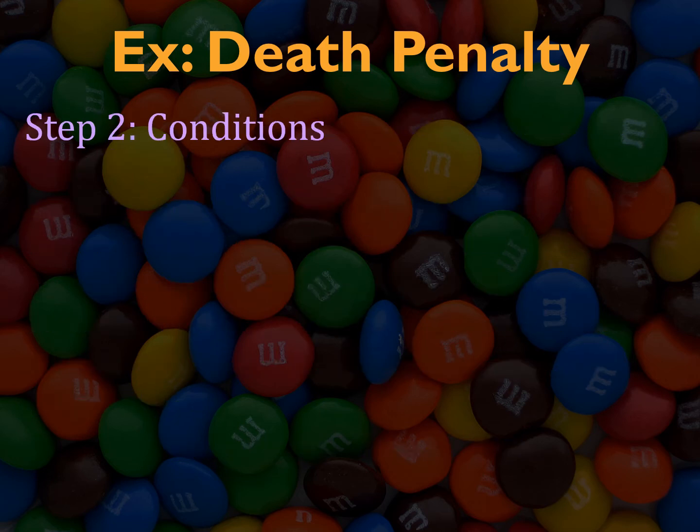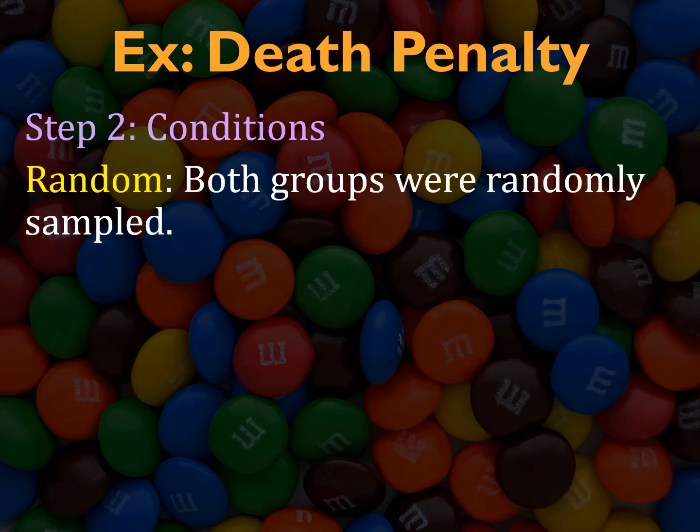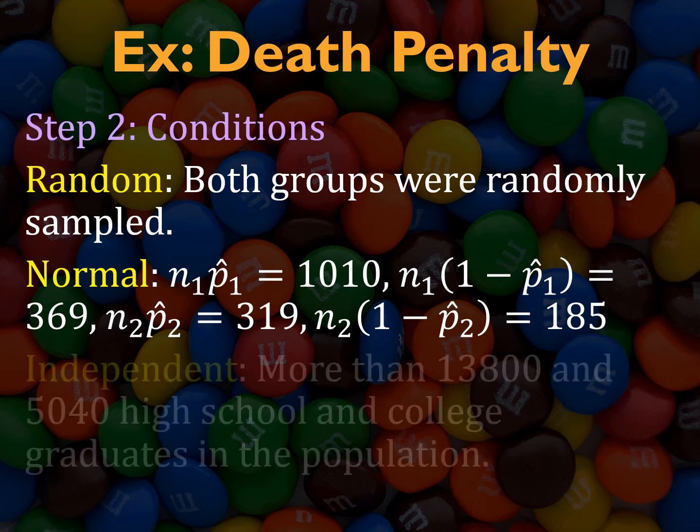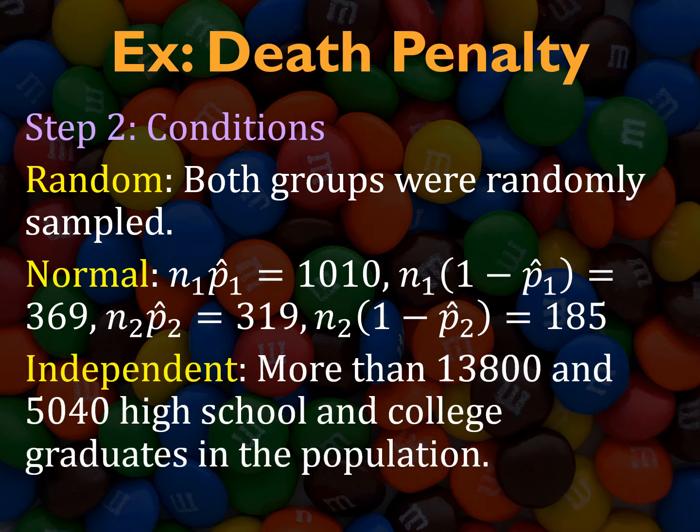So the conditions are basically the same as we looked at in chapter 12. You have two random samples. Again, for a two-sample z-test for proportions, you need N1 P1 hat, N1 (1 minus P1 hat), N2 P2 hat, N2 (1 minus P2 hat). All of those are at least 10. And finally, we know there are more than 13,800 and 5,040 high school and college grads in the population, respectively.